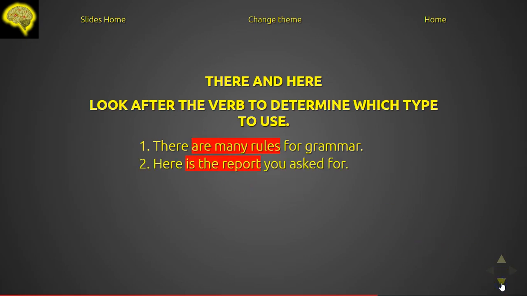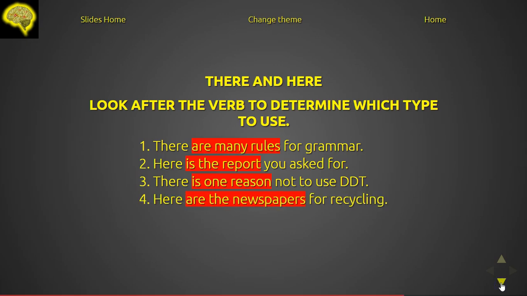Here is the report you asked for. The report is singular, so is should be singular. There is one reason not to use DDT. One reason is singular, therefore it should be is. Here are the newspapers for recycling. In this case, newspapers is plural, which is why we use the plural verb are.